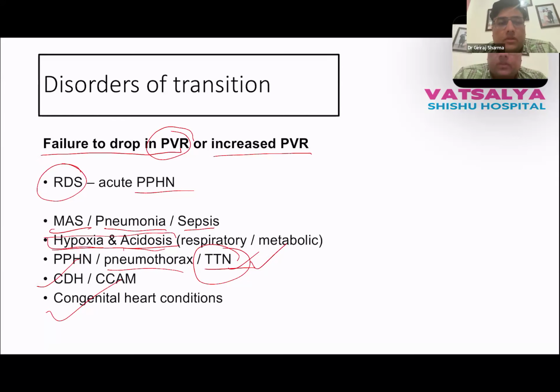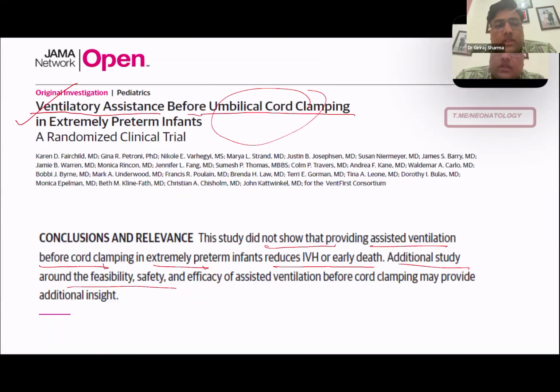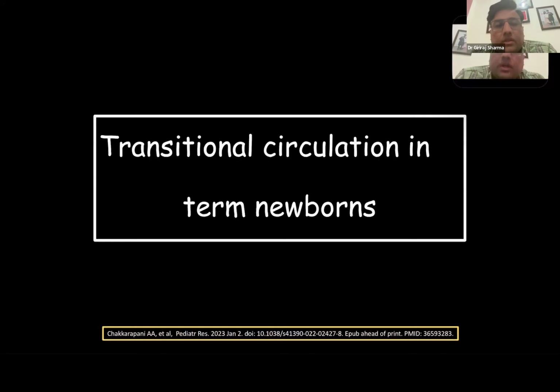So we have discussed all the transition problems of the baby, what the fetal circulation is, and what changes happen at birth.